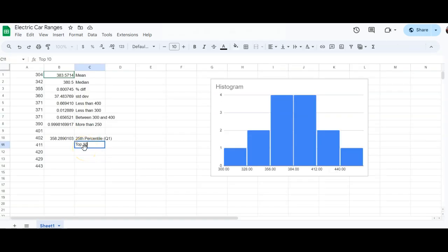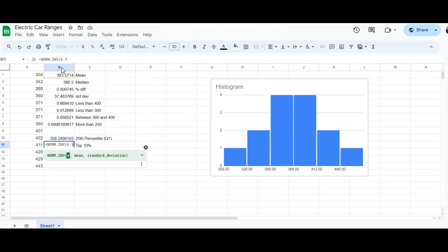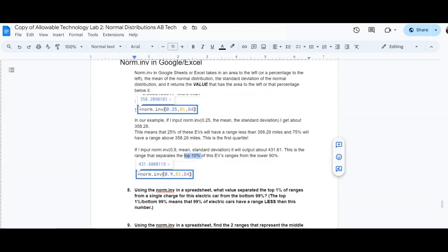I'm going to write top 10%. So that equals, again, norm.inv. The bottom 90% is the same as the top 10%, so the cutoff would be the same. There's my mean, and my standard deviation is right there. All right, so there's that number. It's the same thing we were getting before, close to what we were seeing with the TI.